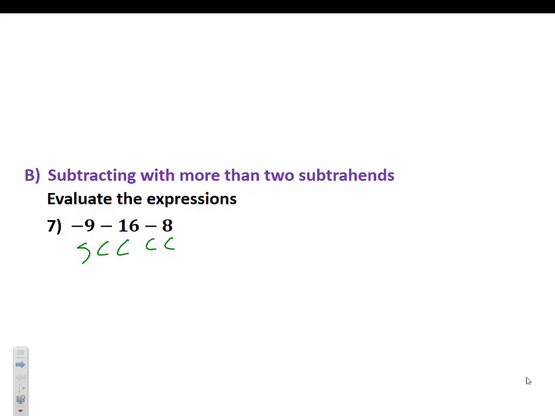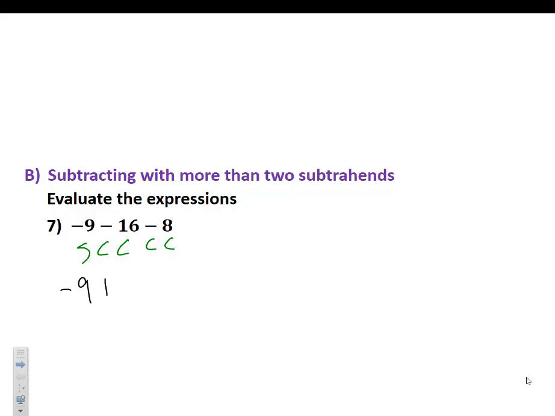If there is an addition part in there, if we had subtraction and addition intermixed, then we would deal with that just a tiny bit differently, and we'll look at that when we get to the next examples. But right now, we have negative 9 minus 16 minus 8, and we're going to same change. So it would look something like this.